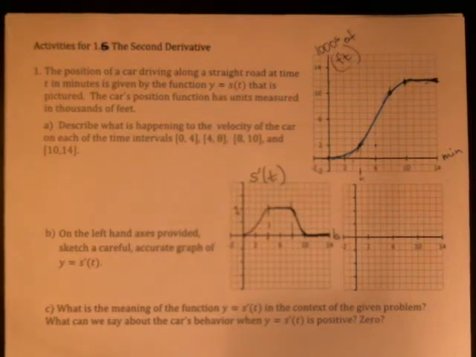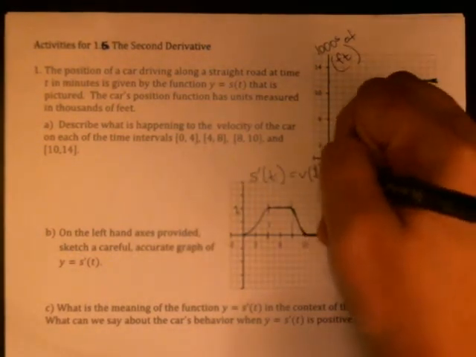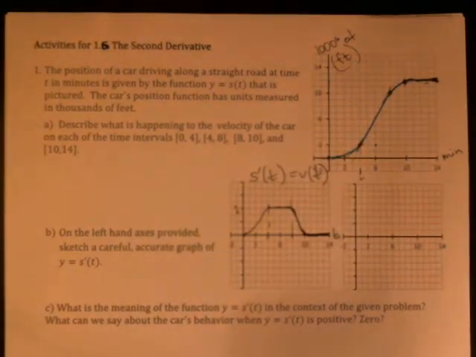If s prime is 0, that means the slope is 0, the velocity is 0, so the car isn't moving. Okay, so now that we have this velocity function, we're going to go ahead and rename it v of t. So the derivative of position is velocity. And we are supposed to describe the behavior of the velocity function in words.